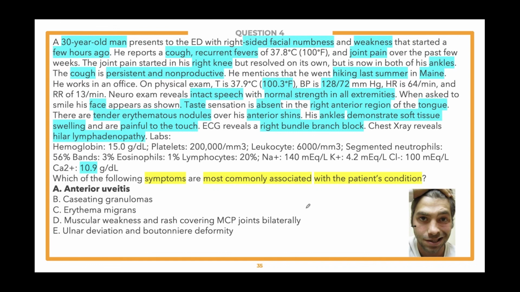And lastly, answer choice B, caseating granulomas, that's more of a tuberculosis infection. Sarcoidosis is more of a non-caseating disease, okay? So the best answer choice here is answer choice A, a really good clinical question. You guys did great on the questions overall today. I will hand it back to you, Sean.